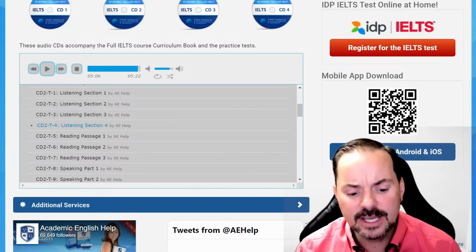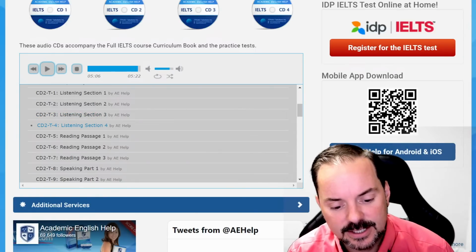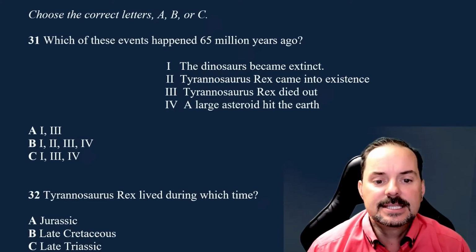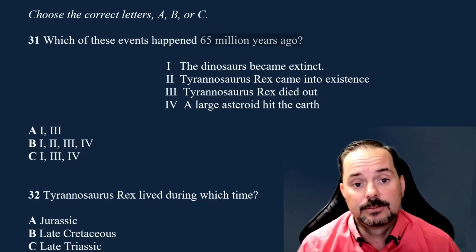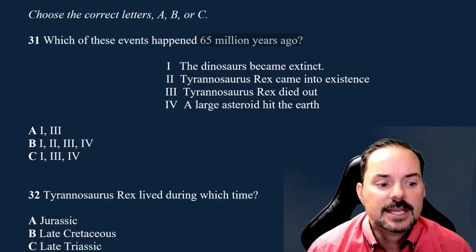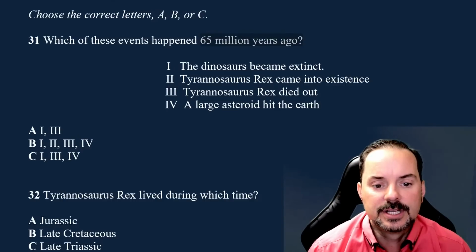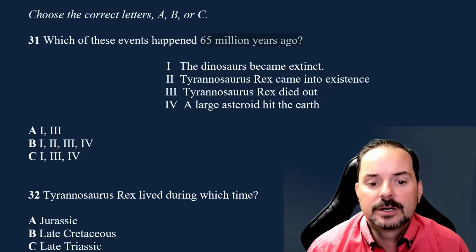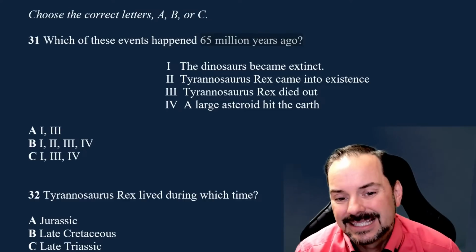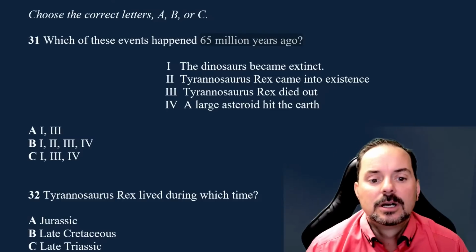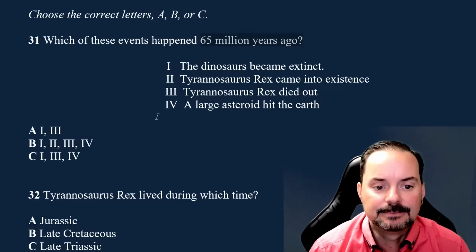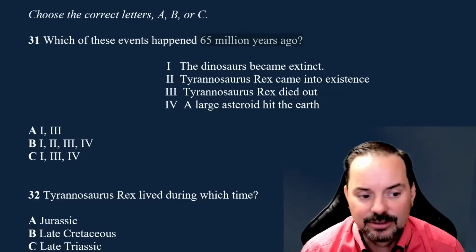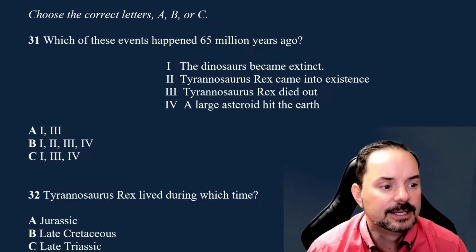Awesome. Okay, everybody. So, just stopping the audio on the website there, and then we'll go back to the answers. Which of these events happened 65 million years ago? Now, she lists them off, right? And she's like, this happened, this happened, this happened. Is it A, 1 and 3? So, 1, the dinosaurs became extinct. 3, Tyrannosaurus died out. Is it B, 1, 2, 3, 4: dinosaurs became extinct, Tyrannosaurus rex came into existence, Tyrannosaurus rex died out, a large asteroid hit the Earth? Or is it C, dinosaurs became extinct, Tyrannosaurus rex died out, and an asteroid hit the Earth? A, B, or C? Correct answer, C, absolutely.